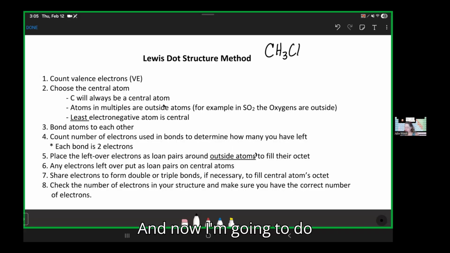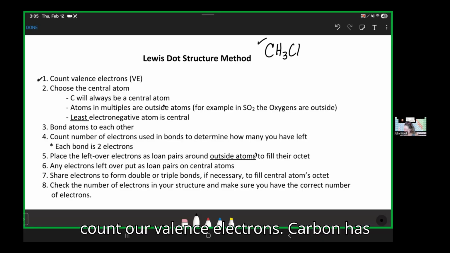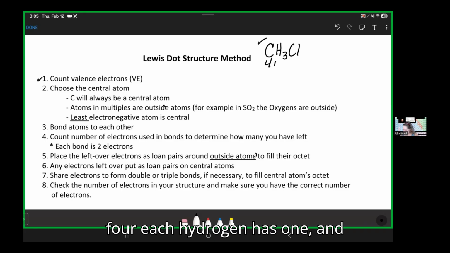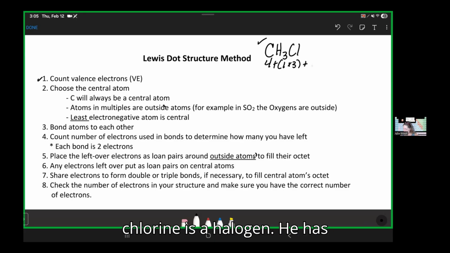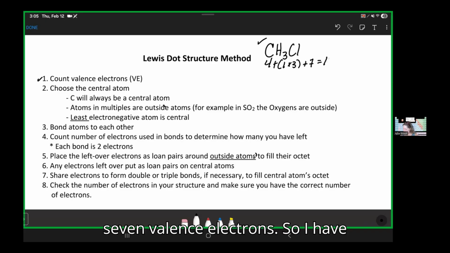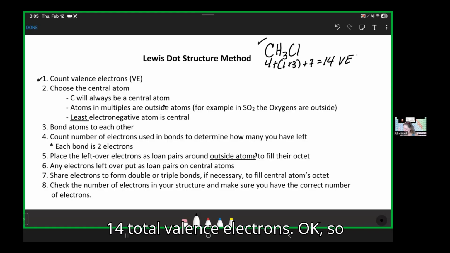Okay, now I'm going to do CH3Cl. First we're going to count our valence electrons. Carbon has 4. Each hydrogen has 1, and there's 3 hydrogens. And then chlorine is a halogen. He has 7 valence electrons. So I have 14 total valence electrons.